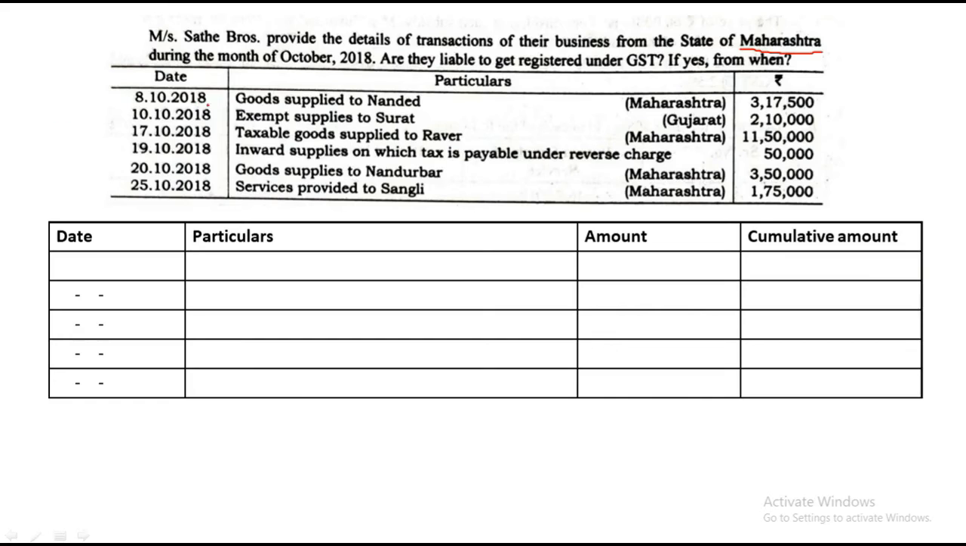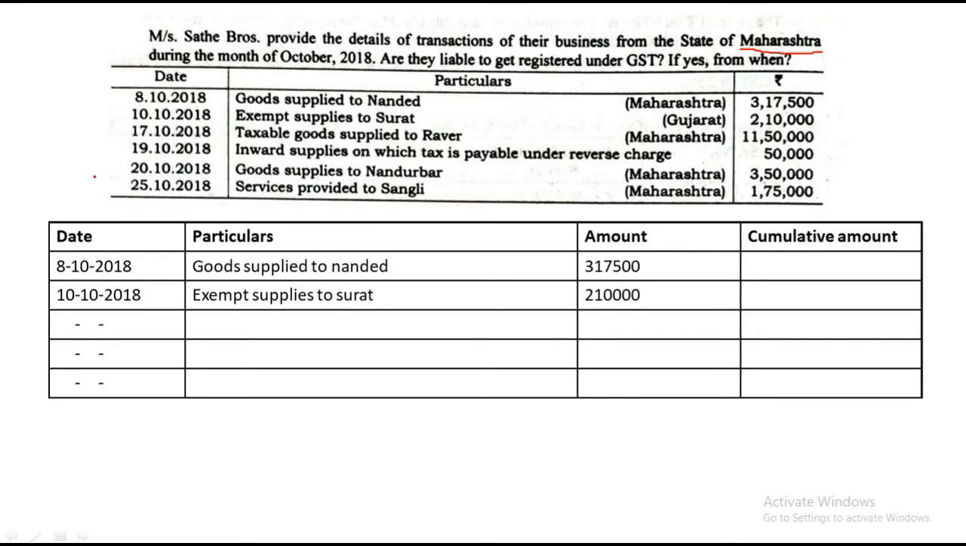First, on 8 October, goods supplied to Nanded. The moment you're supplying, it comes under aggregate turnover, so we will note that down. The transaction amount was 3,17,500. Second, on 10th October, again there is a supply. It doesn't matter whether it is exempted, tax-free, or taxable. If you're supplying, you need to add it. So exempt supply to Surat, with a date, name, and the transaction value.